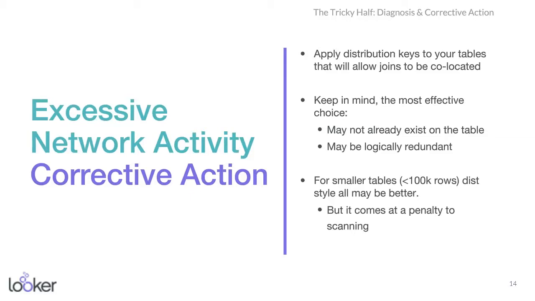to the larger table. So in terms of corrective action, what this allows you to do is really identify those network patterns and apply distribution keys to those tables, so that tables that are going to be used very frequently are co-located on the same cluster. And obviously for smaller tables, distribution all might be better, but again, it's not a silver bullet because that comes with the penalty to scanning.